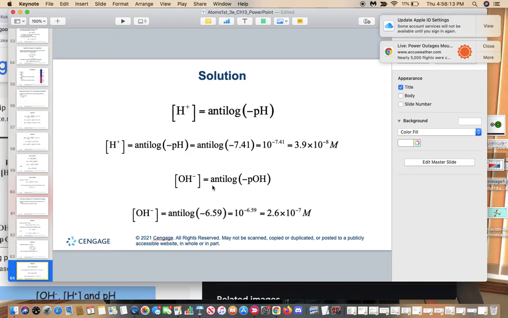The OH minus is going to be the anti-log of the negative of the pOH. So it's the anti-log of negative 6.59, or 10 to the power negative 6.59, which is 2.6 times 10 to the minus 7. You could check yourself, because 3.9 times 10 to the minus 8 times 2.6 times 10 to the minus 7 should equal 1 times 10 to the minus 14.